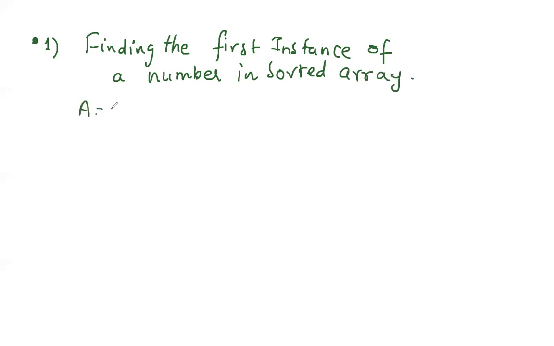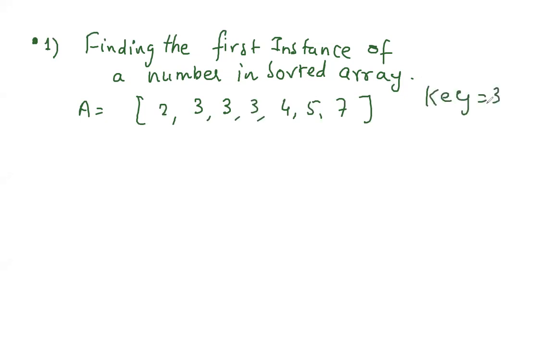So let's say there is an array like this. This is a sorted array, but there are duplicates in it, and we want to find the first instance of the key. So if I give you key equals 3, the first instance is this, right? If I give you key as 7, the first instance is this, right? So we have to find the first instance of a key.